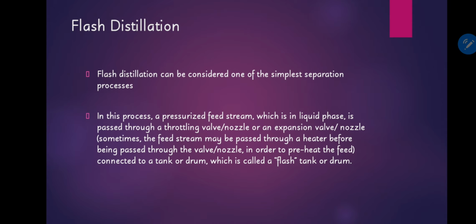Again, most designers have difficulty in designing flash distillation, most especially students in plant design, because sometimes they assume that the feed stream in a flash distillation consists of vapor and liquid. But that's not the case. For a flash distillation to occur, or for the design to be effective, the feed must be in liquid phase and pressurized. Okay? In order to separate these two phases in the flash drum, a throttle or expansion valve will be used. It is used to suddenly change the pressure of the feed.